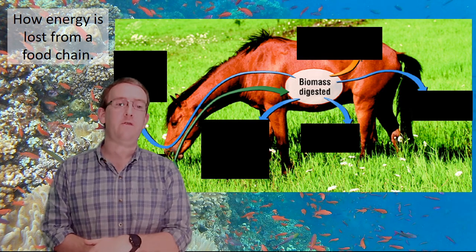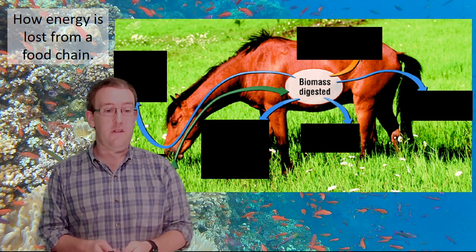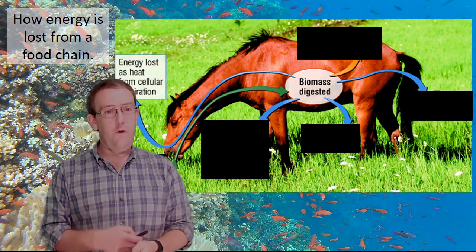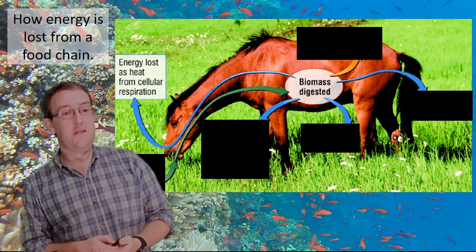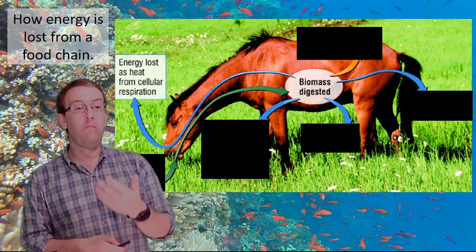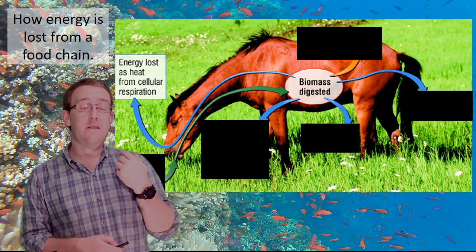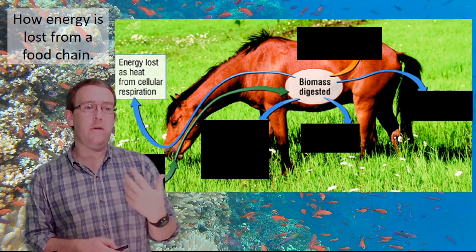Okay, so hopefully you've done that. Let's get some answers then. The first one is pretty obvious. This is a mammal, a warm-blooded animal, so it spends an awful lot of its calories keeping itself warm.